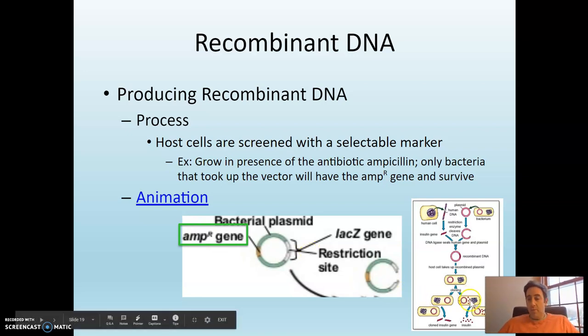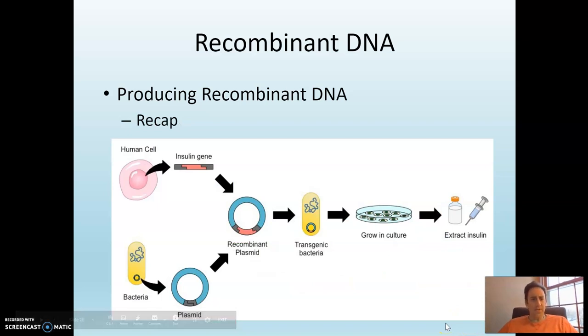So at this point, all we need to do is keep our bacterial cells growing, and they're going to produce human insulin for us. Slick. Here's just a little recap, a little nicer picture. Take the human insulin gene, we splice it into a bacterial plasmid, put it into the bacterial cell, and then we grow it and extract the insulin.